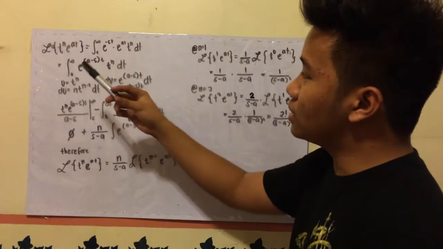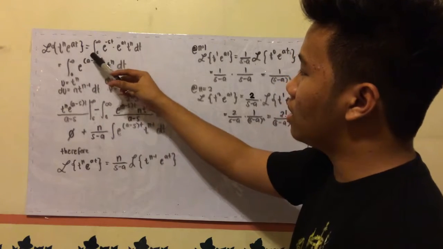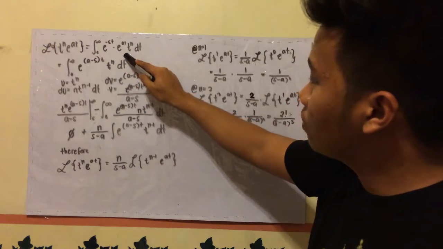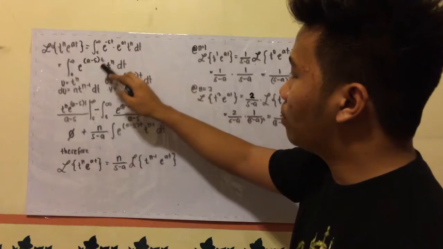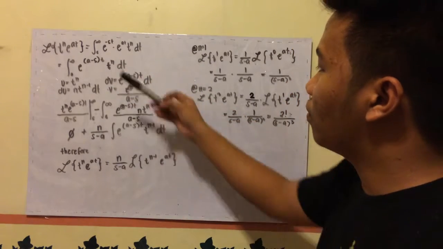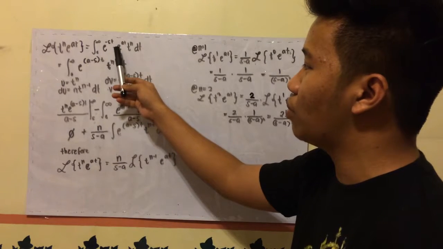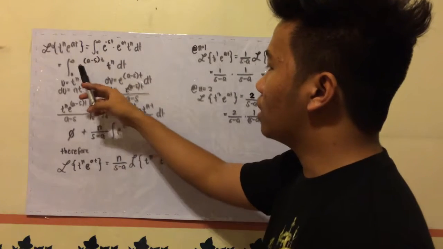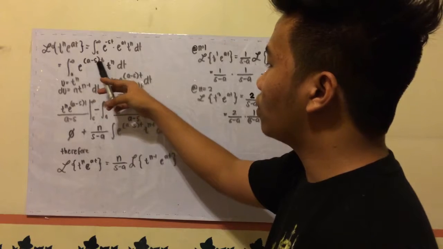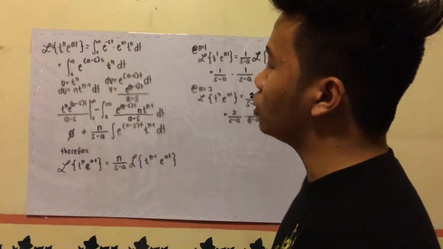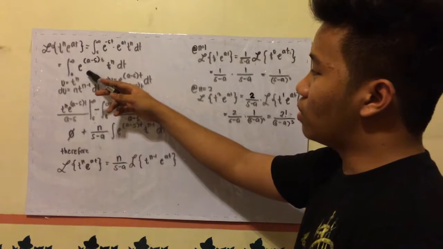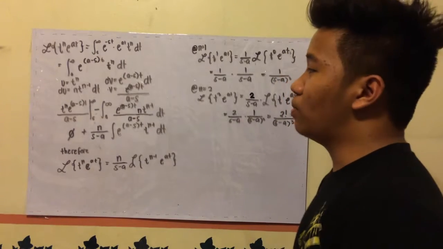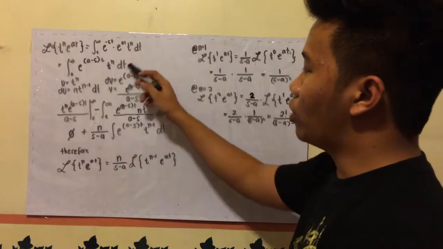So the Laplace of t raised to n e raised to at is equivalent to the integral of e raised to negative st multiplied by e raised to at multiplied by t raised to n dt, approaching from 0 to infinity. So for these two having the same base, we can get the same base and then add the two exponents. So we're coming up with a minus s multiplied by t, which we factor out. So the integration of e raised to (a minus s) times t multiplied by t raised to n dt. So using integration by parts, we could solve this expression.